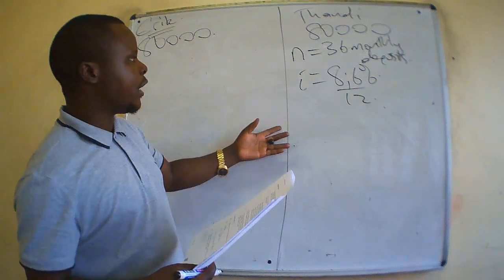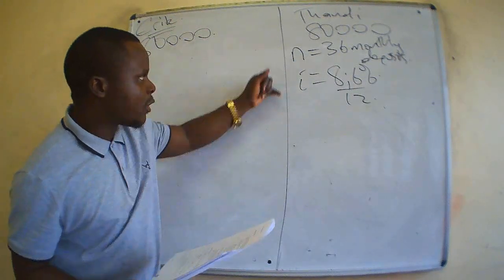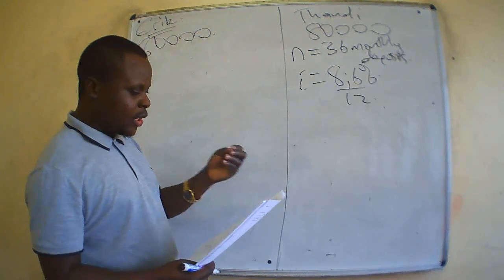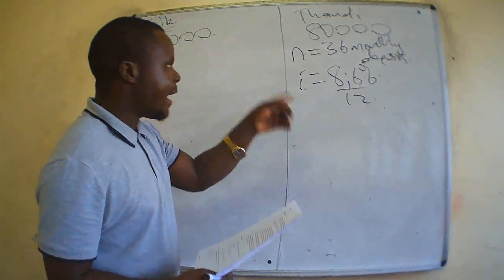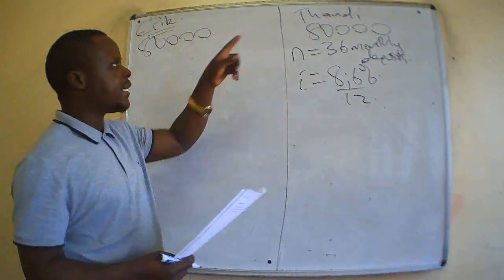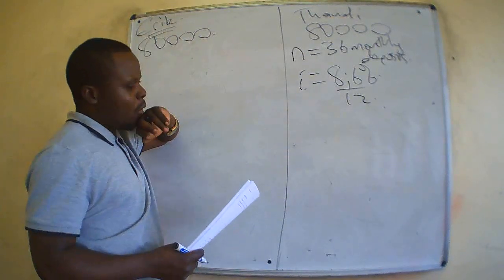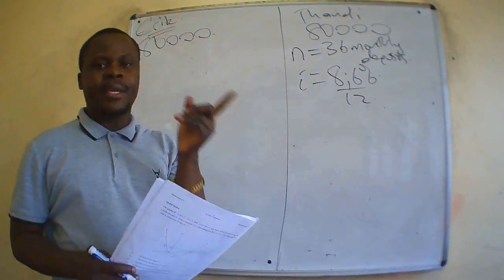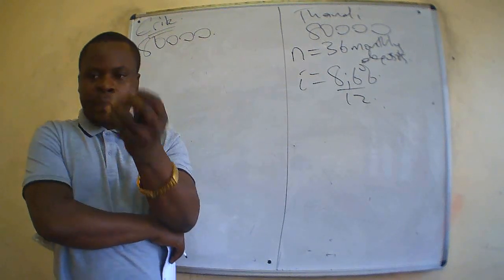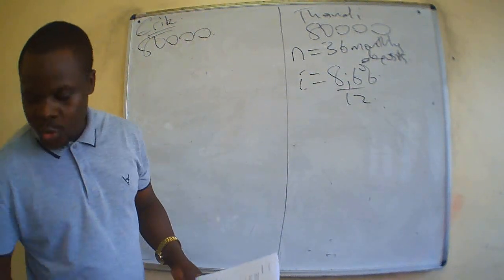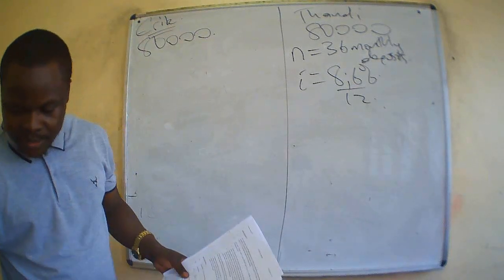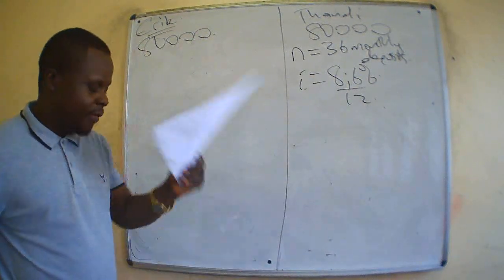This is the only information that we are given. We don't know how much she's paying every month, but what we know is that at the end of a certain period, Tandy must have 80,000. So we want to know how much Tandy is going to be paying every month. For us to be able to do that, we need to make a calculation.